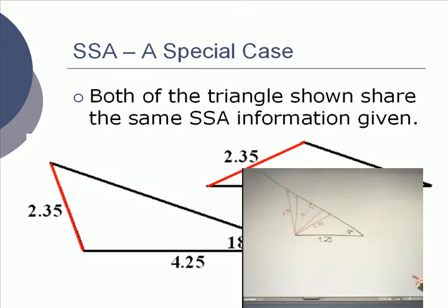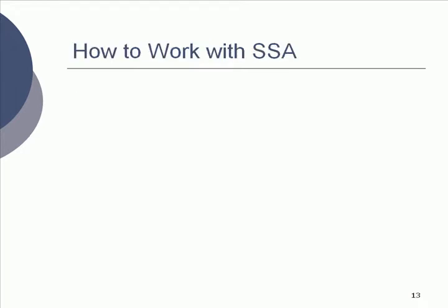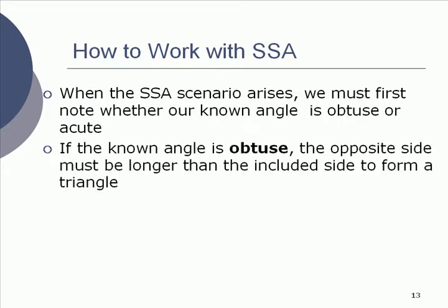Because the first thing we have to do when we're given information is decide, is that side even long enough to form a triangle? Well, here's what to do. There's a lot of information on these next two slides. These are on your paper. Whenever you see a side-side-angle scenario come up, you have to first decide whether or not you can make a triangle. And you do that by noting whether the angle you're given is acute or obtuse. Now, we've been looking at an acute angle, 18 degrees here. But let's say it's obtuse.